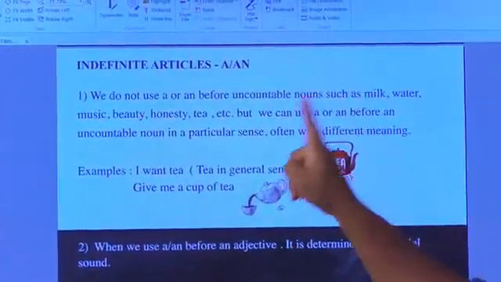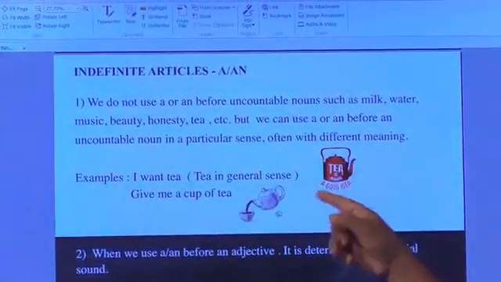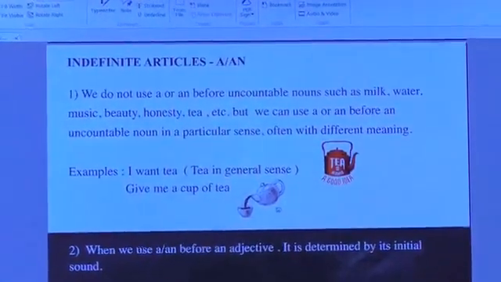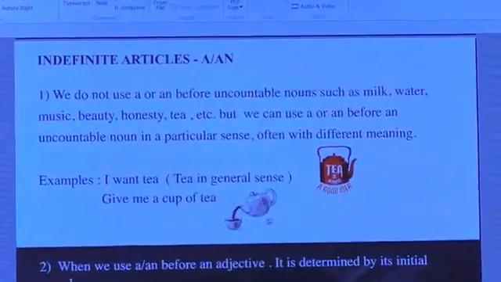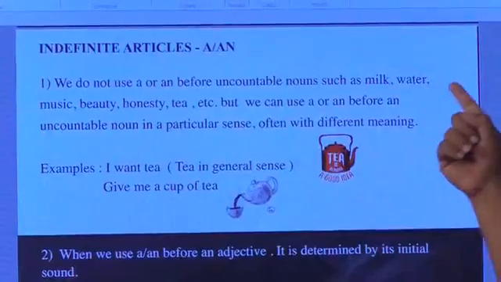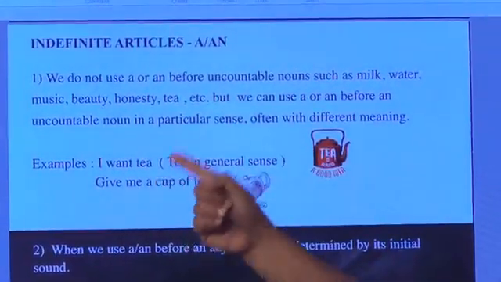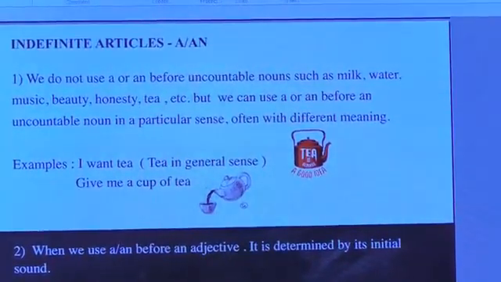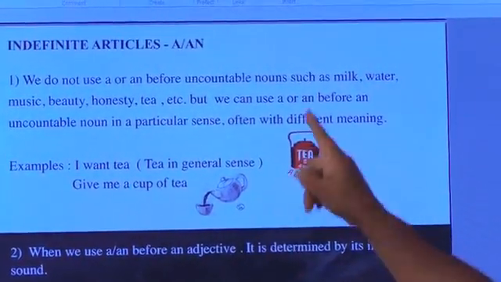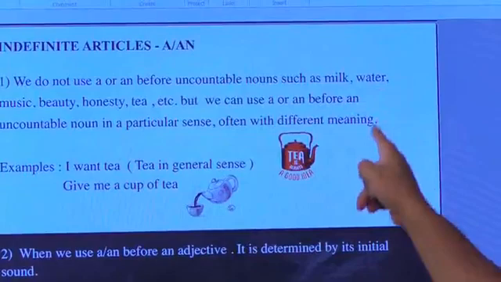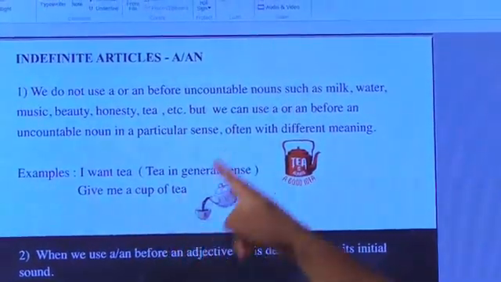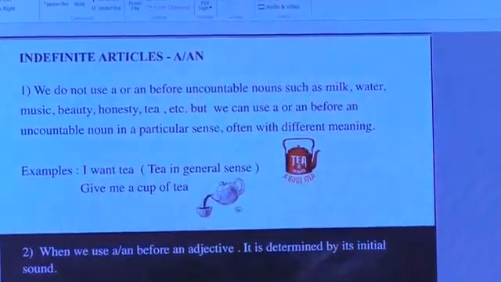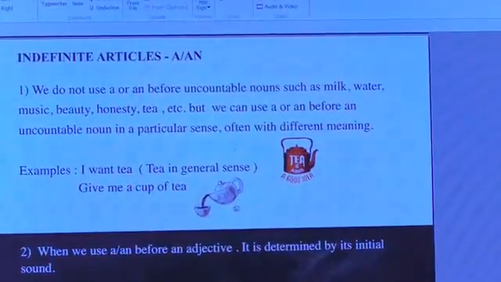Not used. These indefinite articles are not used before uncountable nouns. Uncountable nouns such as milk, water, music, beauty, honesty, tea are very common nouns. But we can use a or an before an uncountable noun in a particular sense, often with a different meaning.